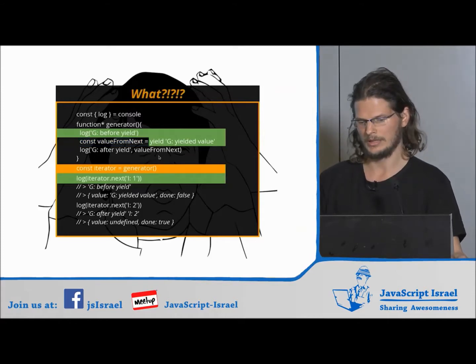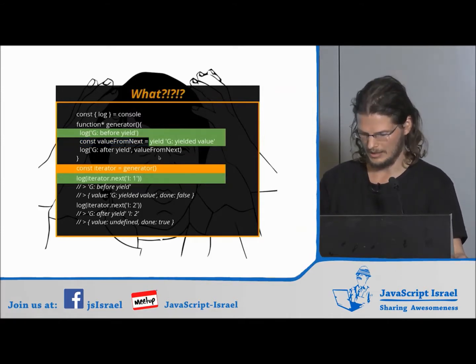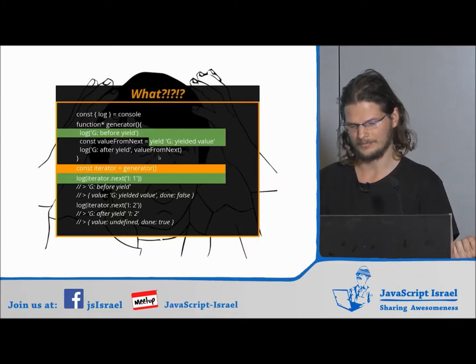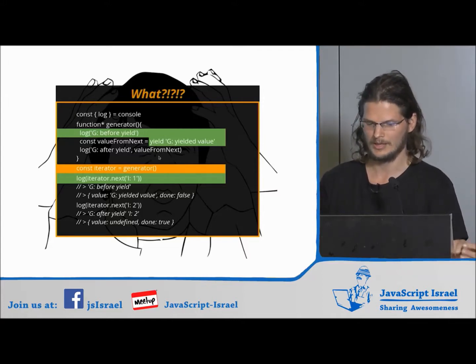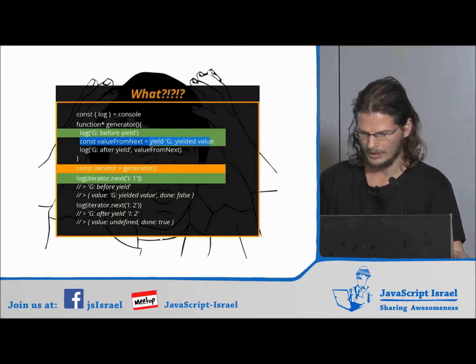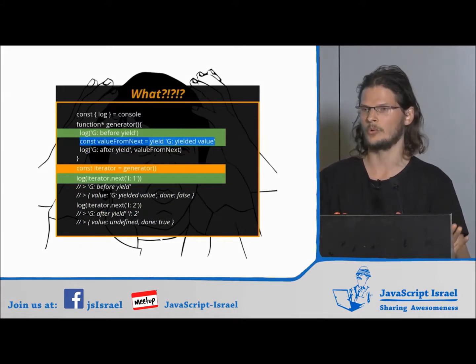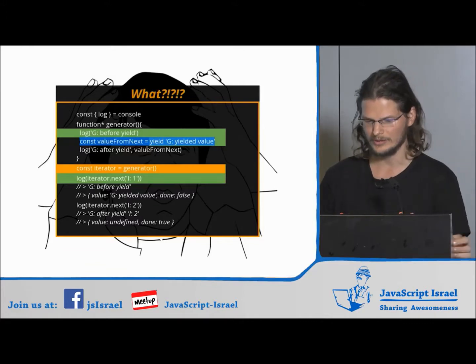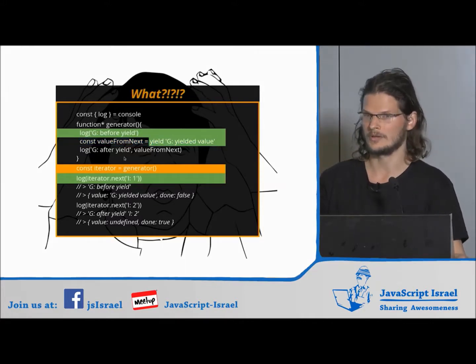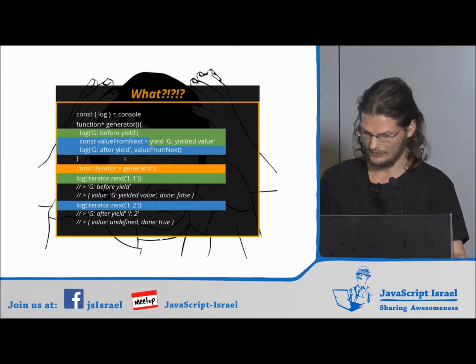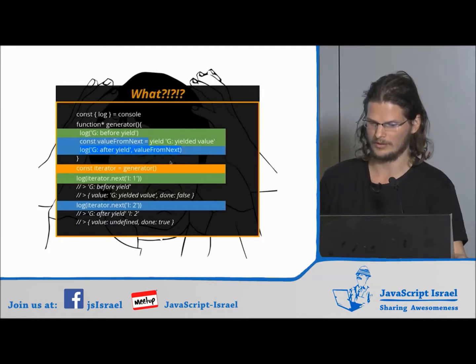This is what I mean by asymmetrical, okay? This stuff does not happen at a single point in time. There are two different points in time here and two different calls to the iterator. And this is the confusing part. Then, when we call iterator next again, our iteration resumes from here and to the end of the generator function.